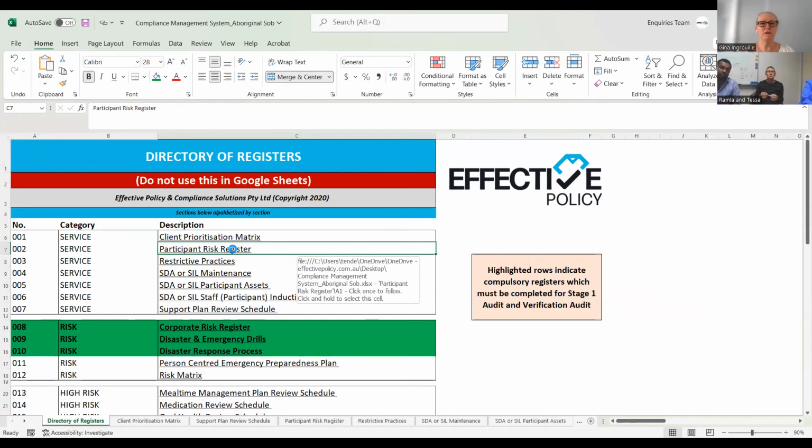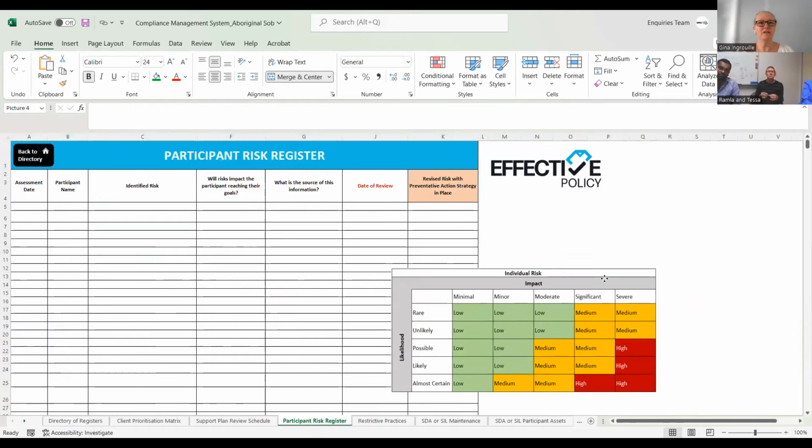So we'll go to the participant risk register. It's the same theory. It's a very short snapshot, so you don't have to go to 150 files. You have a snapshot. You can print this out. You've got 10 clients, you've got an aggregated list of their risks with their review dates, just with a tiny little bit of information on there. And you can print that out and make it a weekly thing that you give to your support workers.